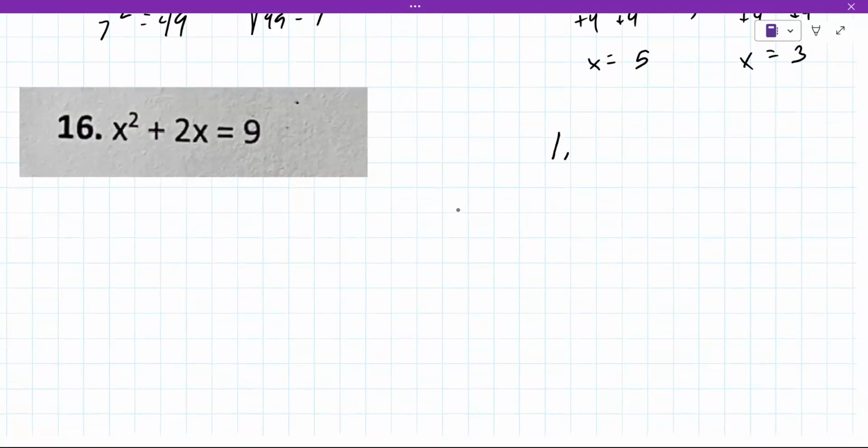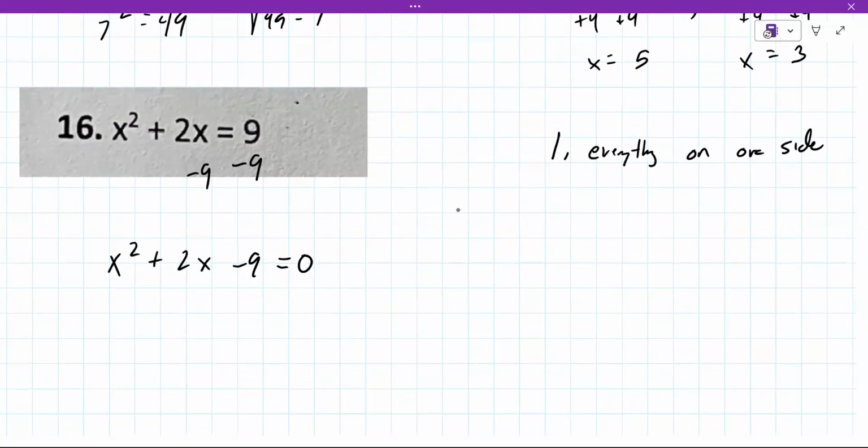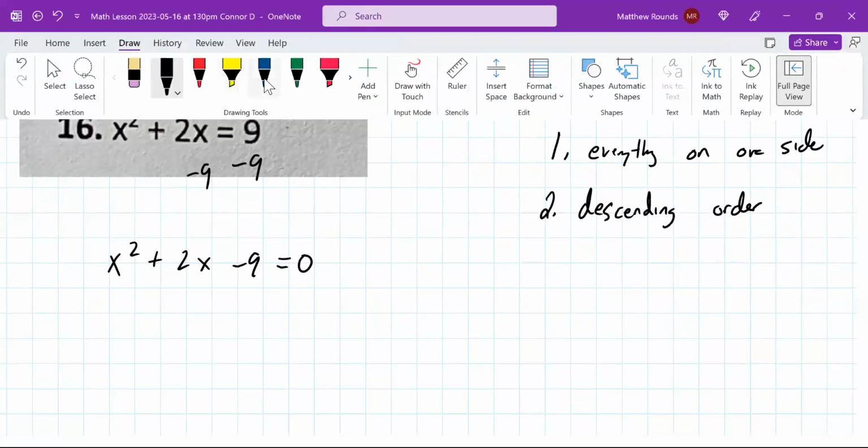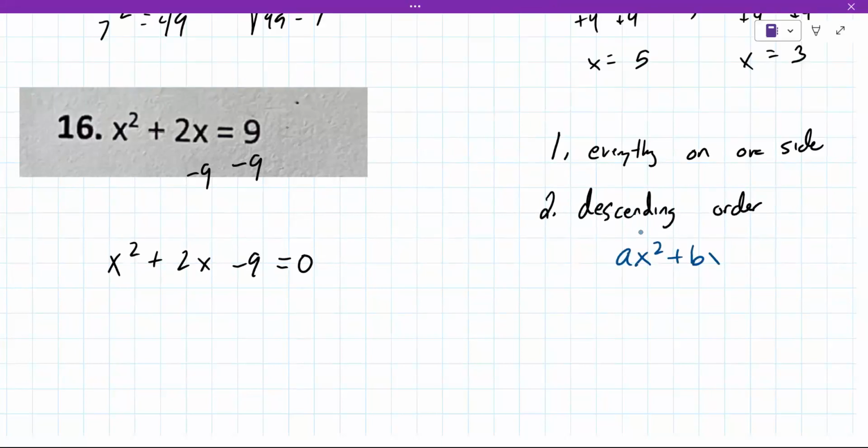So the first requirement for quadratic formula is that everything is on one side. You really have to get everything on one side of the equation. So that means you're going to subtract 9 from both sides: x squared plus 2x minus 9 equals 0. I'm just going to write that down. The second thing is you really want everything in descending order. That's the standard form, ax squared plus bx plus c: x squared first, then x, then the constant.